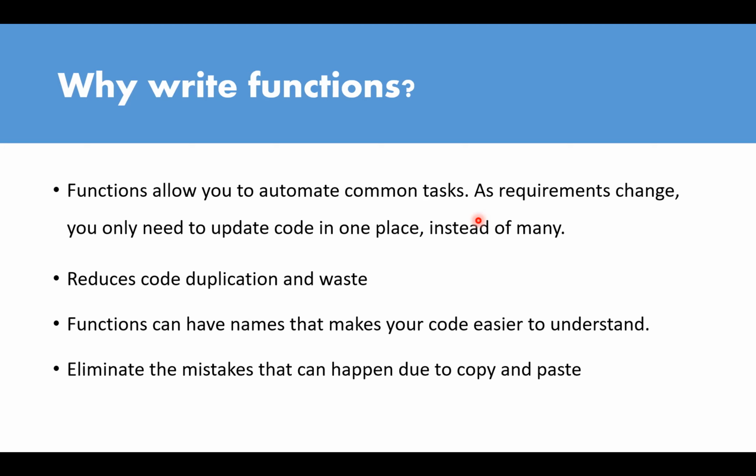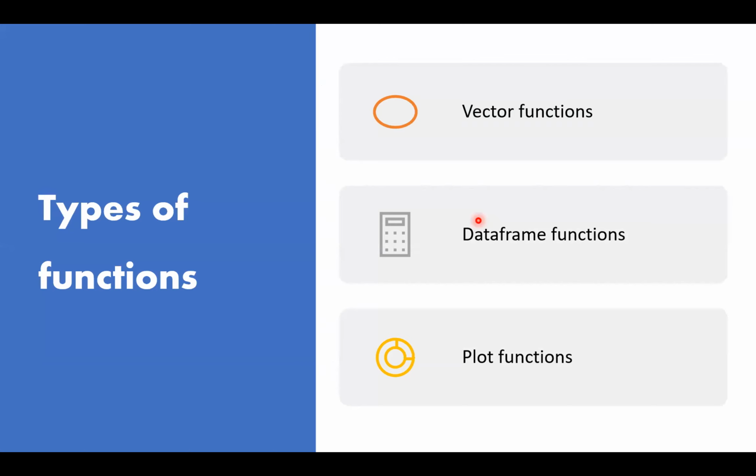Functions also can have names, like we talked about, and a function name, when descriptive enough, helps you to come down on the exact task, like what exactly this code chunk is doing. And when you give that descriptive name, the person is able to easily understand, okay, this is it, and focus on the results and not just the lines of code that you have. I already talked about eliminating mistakes that can come from copy and paste.